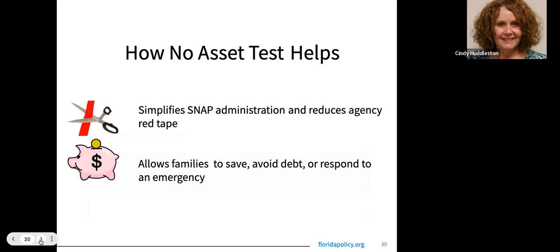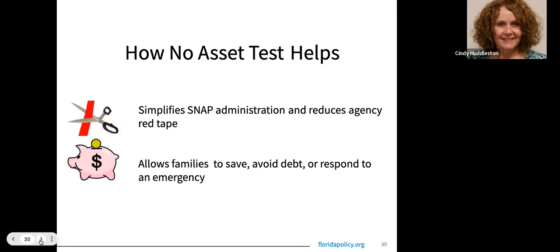And getting rid of the SNAP asset or resource test is extremely helpful to families. SNAP asset limits, which are very low, don't let families have enough money in savings to eke out a better life, for themselves, much less for their children. The ability to save for the future is really important to the fiscal survival of many families.